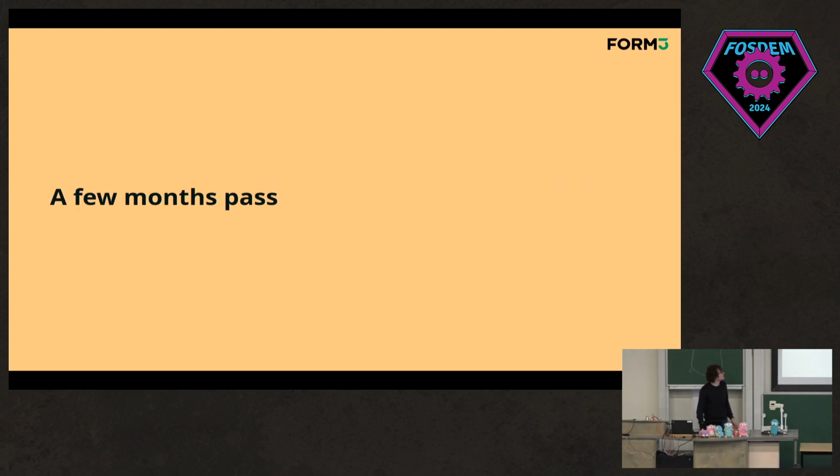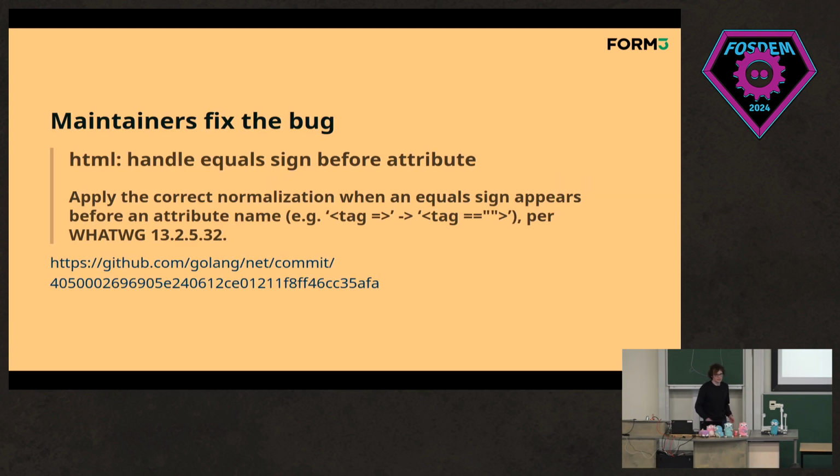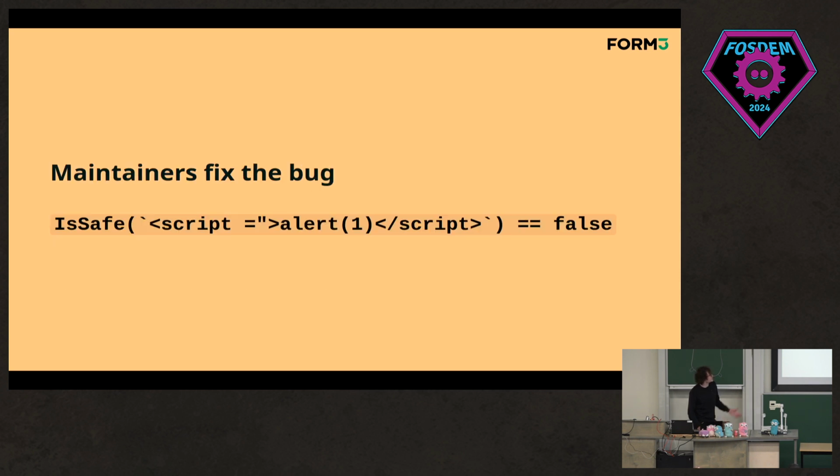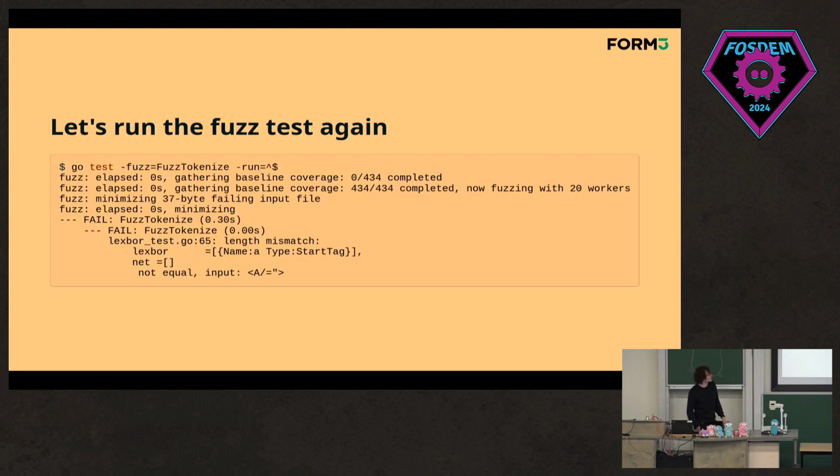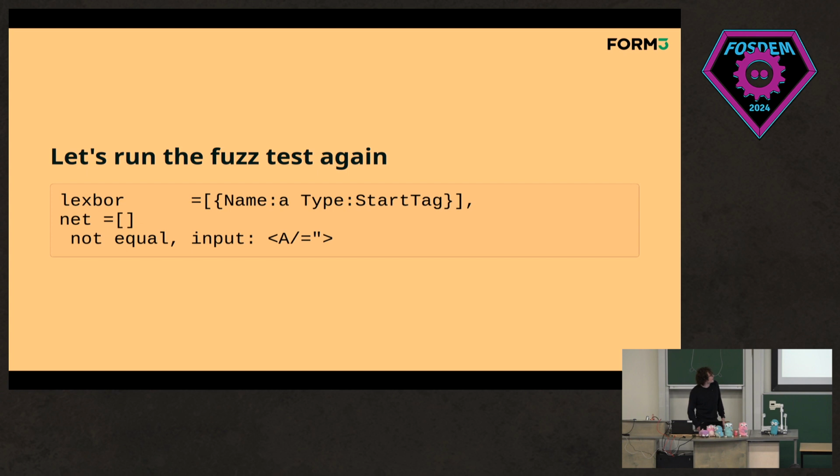A few months pass, and there is a commit to the library. And they fix the actual bug. So, handle equals signs before attribute, and they quote the spec and fix the bug that was there. So now if you call the isSafe function, it returns false. That's pretty cool. But let's run the fuzzer again. You get something that is very similar, and it acts the same way.